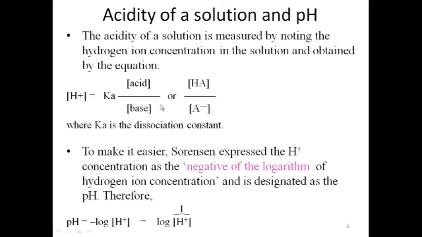In other words, to make it easier, Sorensen expressed the hydrogen ion concentration as pH. What is pH? The negative logarithm of the hydrogen ion concentration, denoted as small p and capital H. pH is the negative logarithm of the hydrogen ion concentration. So this is the definition of pH.